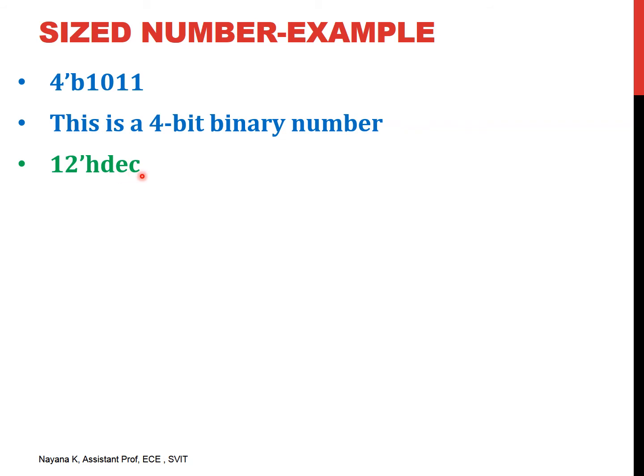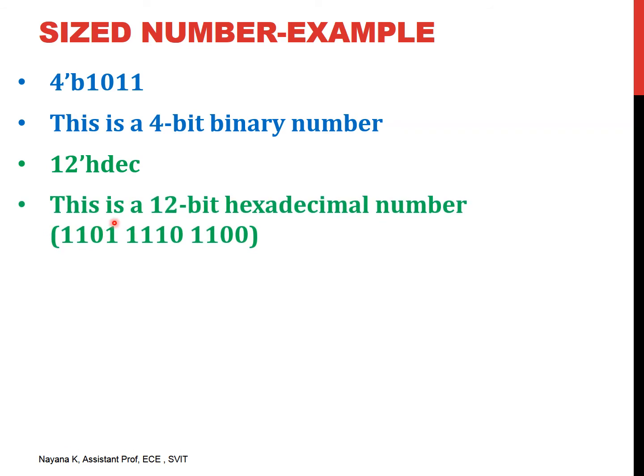This is a 12 that indicates it's a 12-bit number. Tick H represents it as hexadecimal. DEC, this is the number. But how is it representing a 12-bit number? I cannot see 12 bits. So you can understand that this is a 12-bit hexadecimal number.